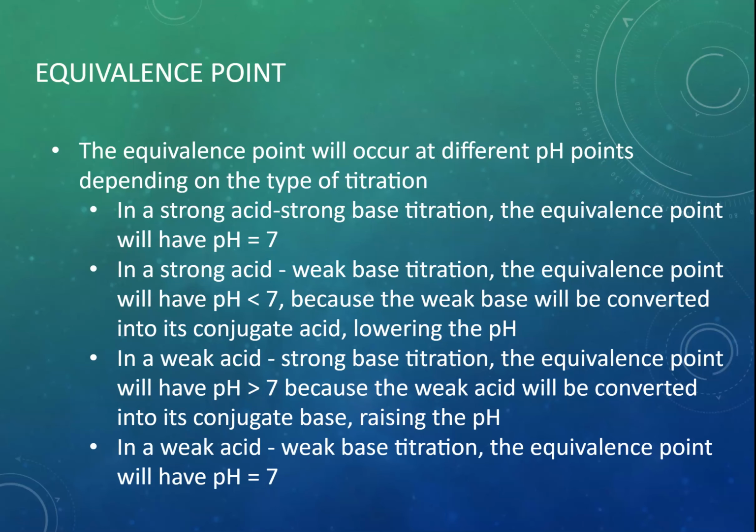If you have a weak acid and a weak base, the equivalence point is going to be back to a pH of 7, because your weak acid is going to be converted into its conjugate base, but the weak base is converted into its conjugate acid, so it all kind of cancels out. So those are really the key ideas around titration curves.